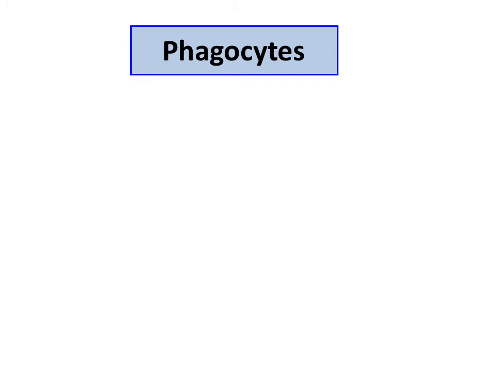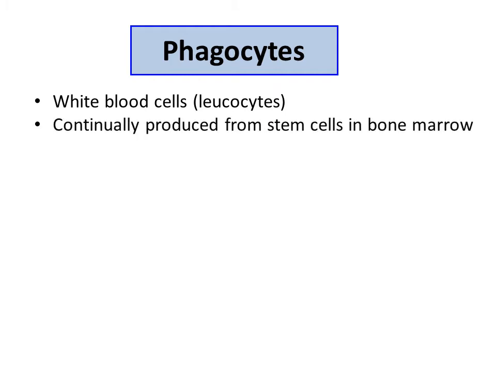So this brings us on to the cellular side of the non-specific immune response, and these include the group of cells called phagocytes. Now, when we did this at GCSE, you probably just referred to them as white blood cells. In fact, phagocytes are a generalised term for a type of cell, and there are two types of phagocytes that we need to know about. They're all white blood cells, which have the correct name leukocytes, and they're made in the bone marrow by the stem cells which exist there.